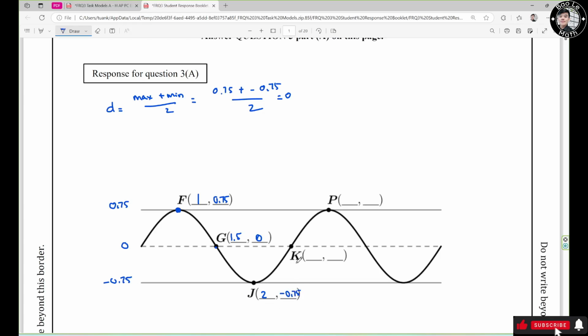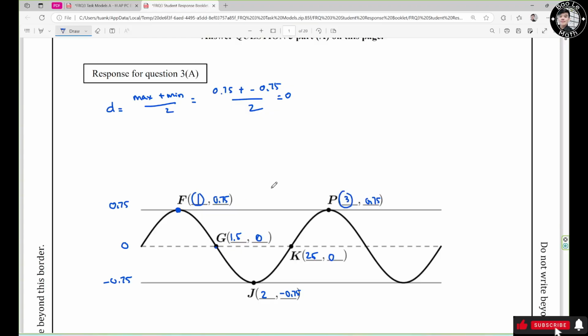Next one, point K right here, you keep adding 0.5, so it will be 2.5, and this one is 0. And the next one should be 3, and this one should be 0.75. Alright, now I'm going to make sure to check if the period is equal to 2. So I look at this one, this is 3, this is 1.